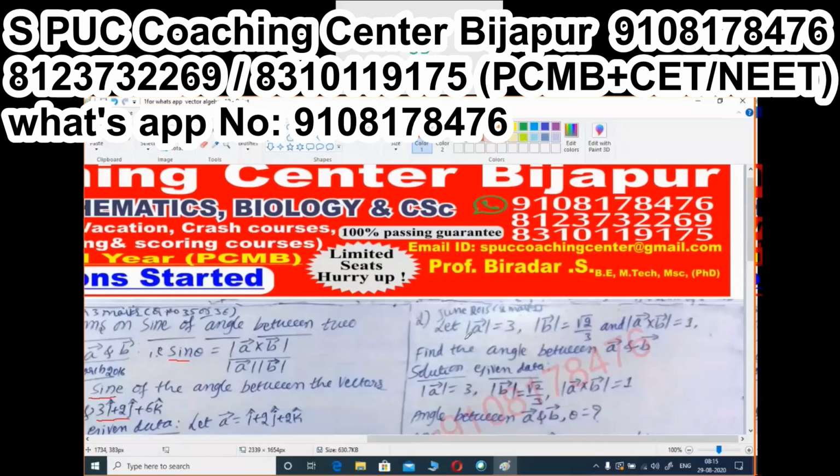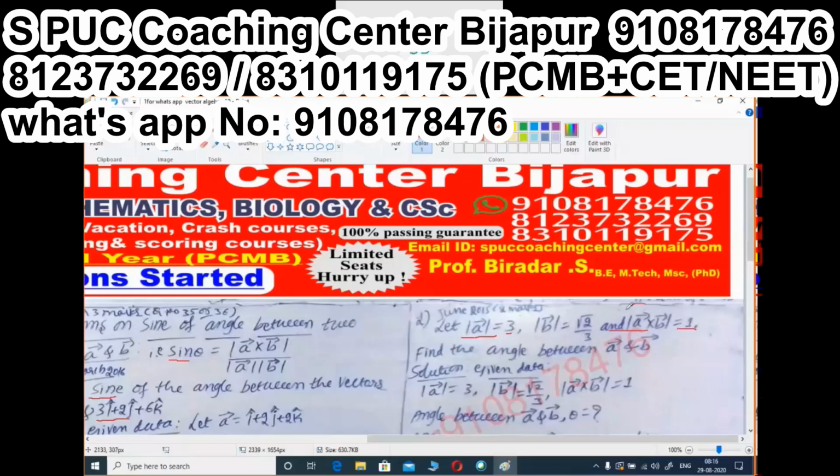Let the modulus of a vector be given as 3. Next, mod of b vector is given as root 2 by 3, and mod of a vector cross b vector is 1. Then he has asked to find the angle between a vector and b vector. Somebody is going to get confused whether to find cos theta or sin theta. I am going to clarify here.